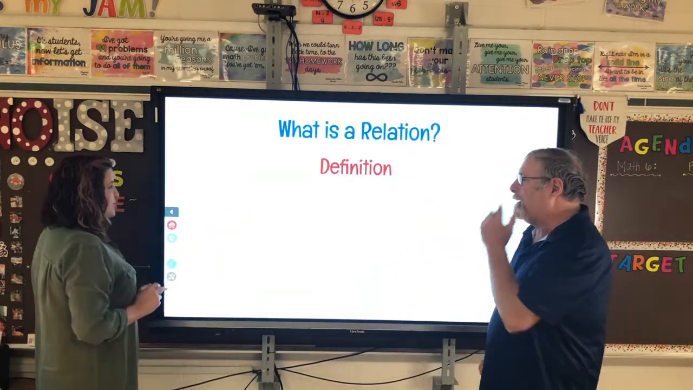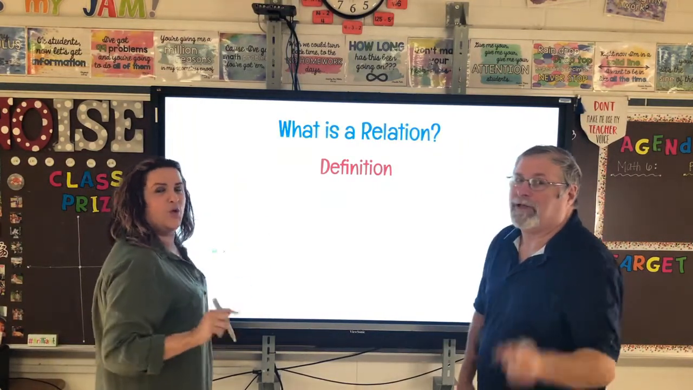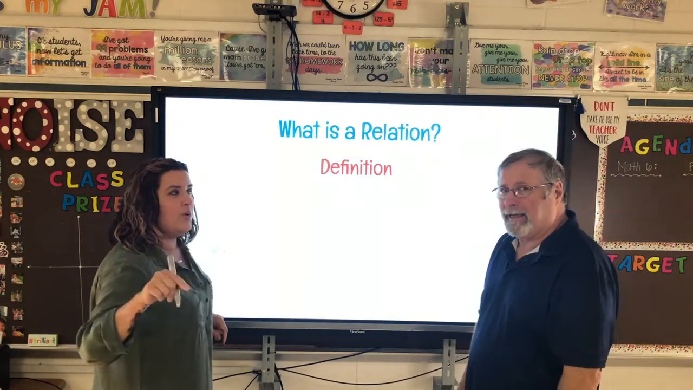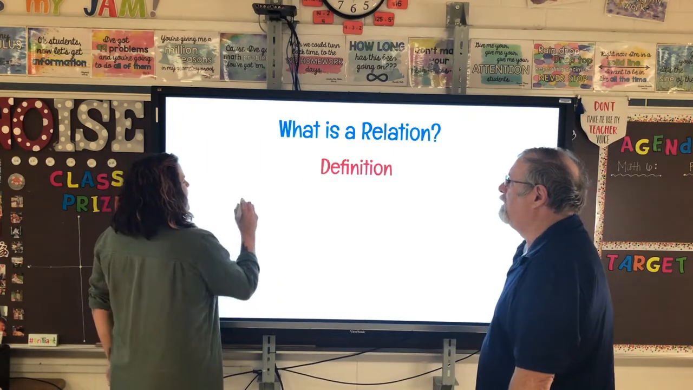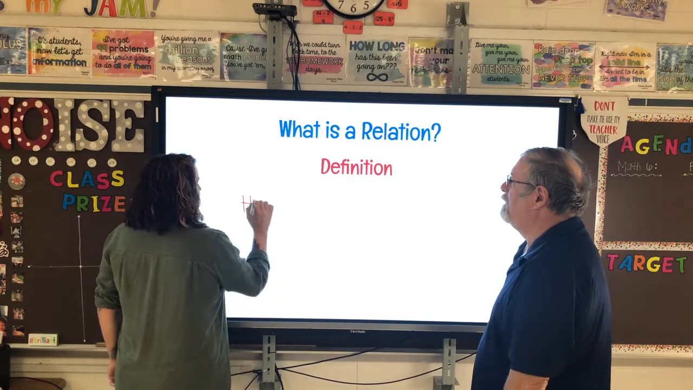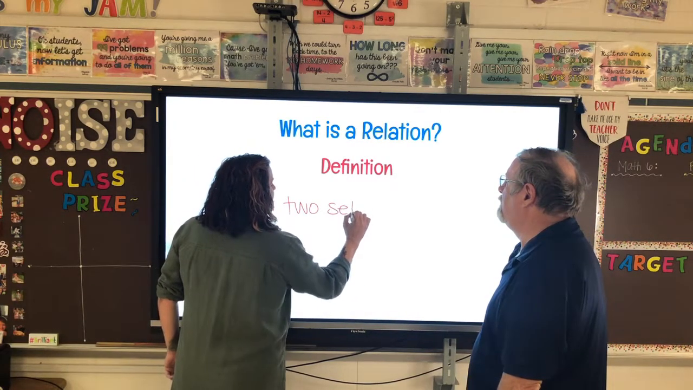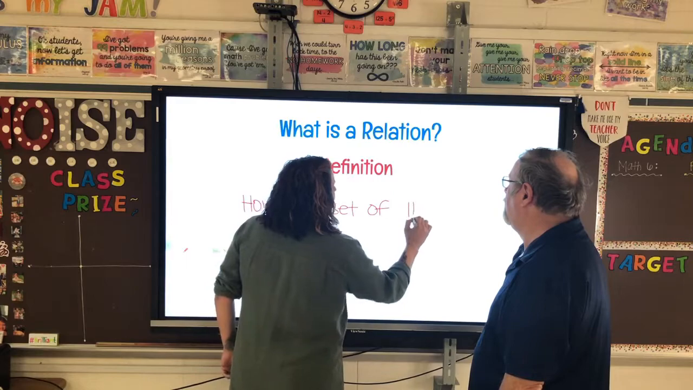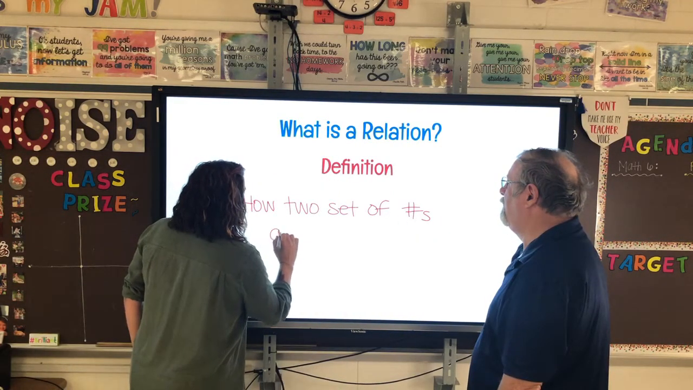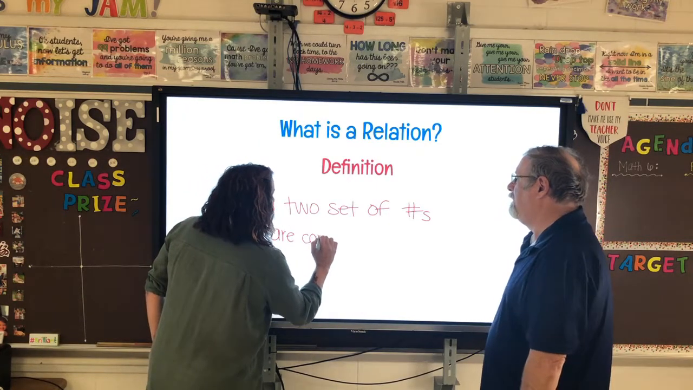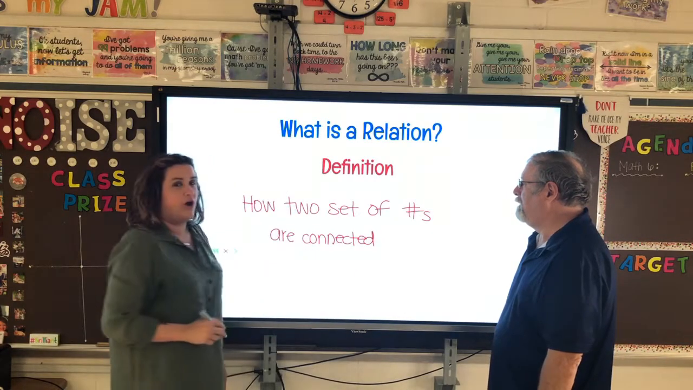Let's define that. Mr. Lamb, while I'm getting my pen, you get your pen and paper and write this down, because you really need to write this down. These are kind of confusing at times. Okay, so the definition of a relation is how two sets of numbers, we're going to shorthand this, numbers, are connected or related. Relations. So how two sets of numbers are connected.